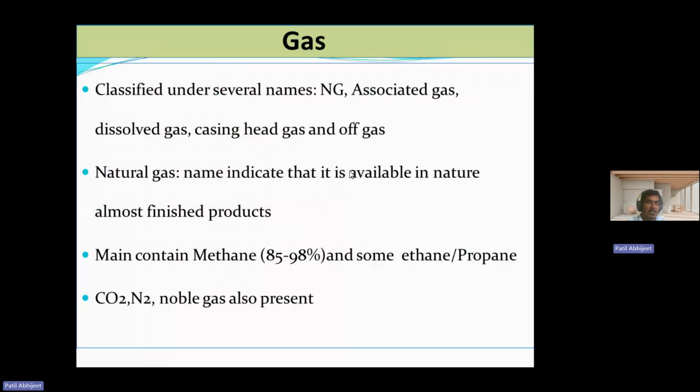NG, what we call natural gas. Second one is the associated gas. Third one is the dissolved gas, and the last one is the casing head gas. We are going to see them one by one. Correct. Now moving to the next.